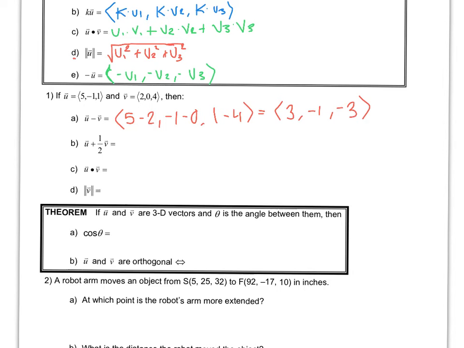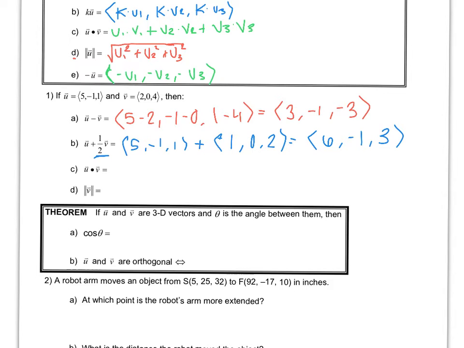Okay, this next one, u plus 1/2 of v. So that's going to be just good old u, 5, negative 1, 1, plus half of vector v. So we would distribute that 1/2 through to each component. So 1/2 times 2 is 1, 1/2 of 0 is 0, 1/2 of 4 is 2. So those are what we're adding together. 5 plus 1 is 6, negative 1 plus 0 is negative 1, 1 plus 2 is 3.